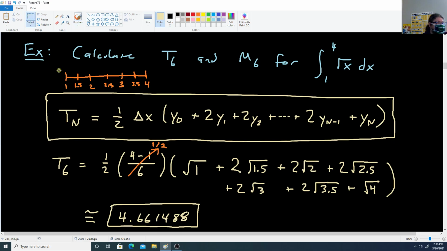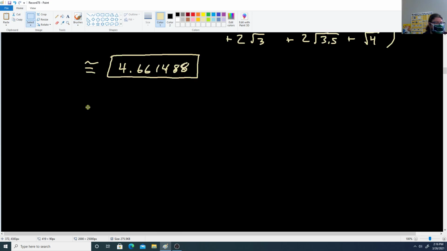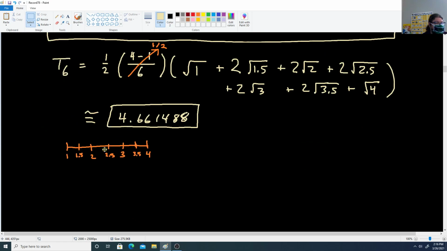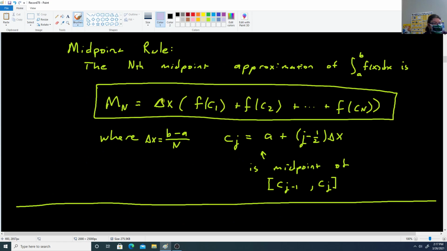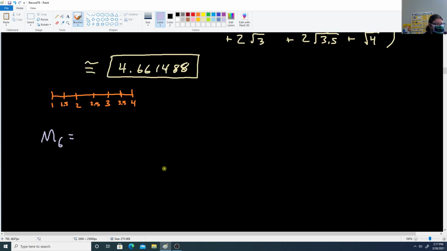When we go to find M6, let's look for M6, the midpoint approximation of this. M6 says it's going to be delta x, which, okay, delta x is a half.